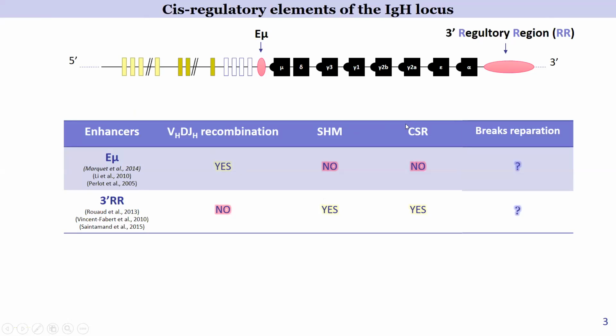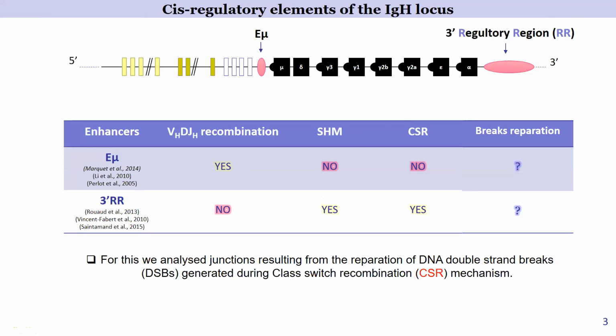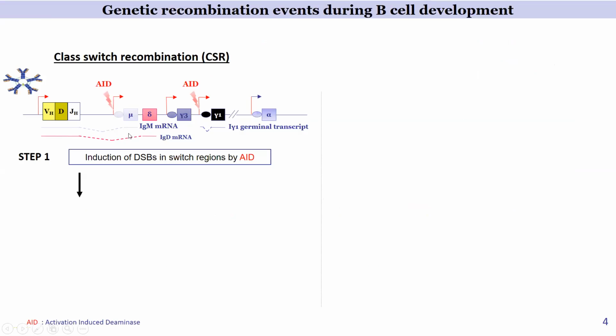But what about their role in its reparation? Do they participate in DNA reparation and therefore possibly in the insertion of the oncogene into the IGH locus? For this, we analyzed junctions resulting from the CSR mechanism, which is a two-step process.